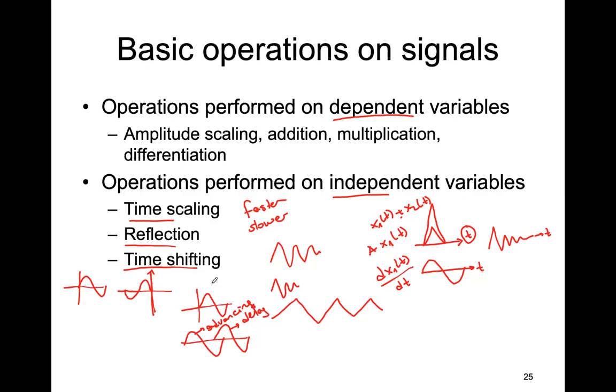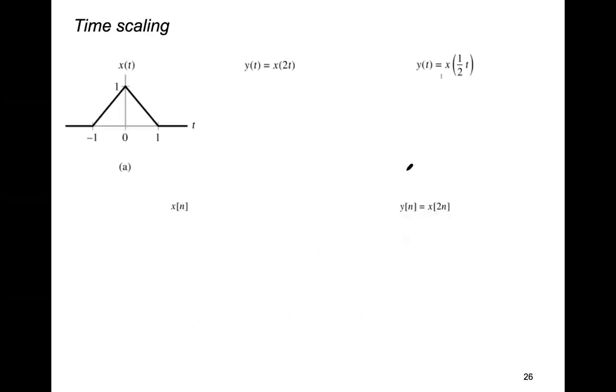So I may perform different operations on dependent variables or independent variables. Dependent variables are usually current, voltage, pressure, those kind of things. Independent variables in this subcomponent, it's the time variable that we will be talking about. Let us work on several examples, and I hope you will understand it better.